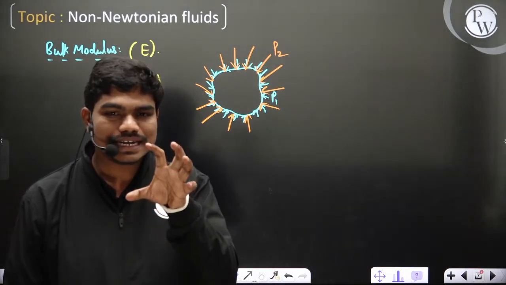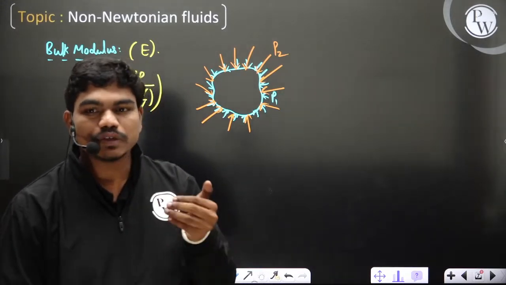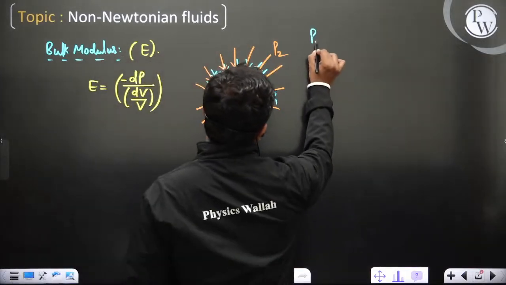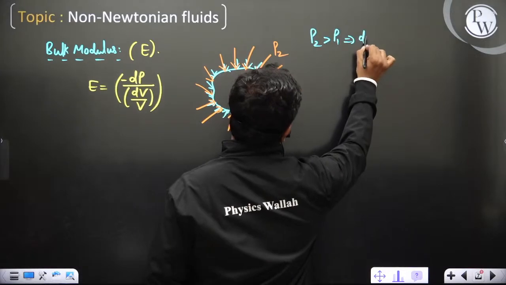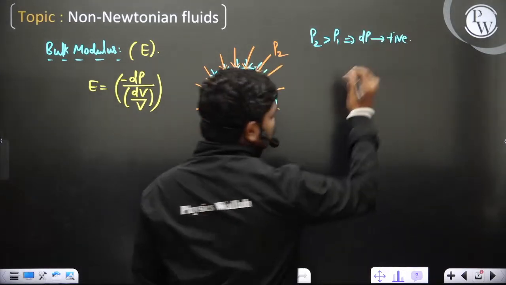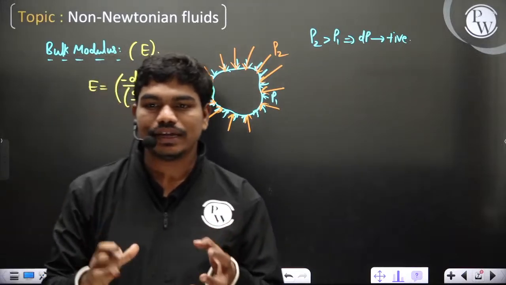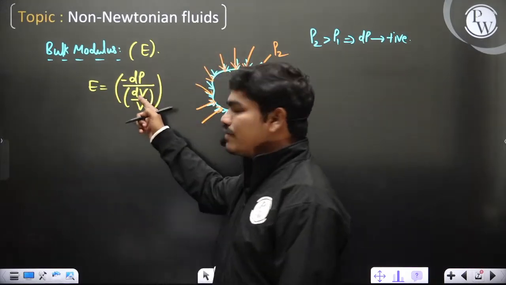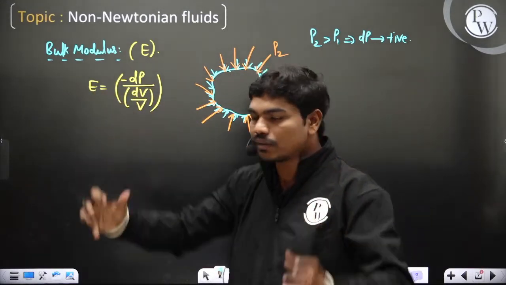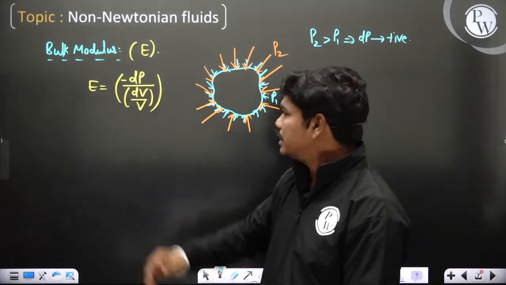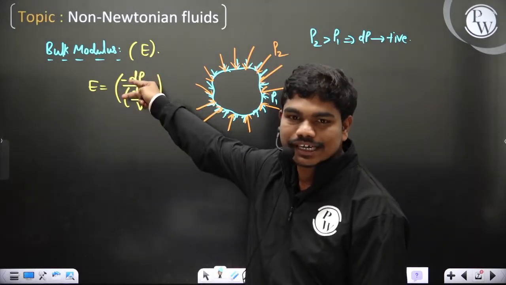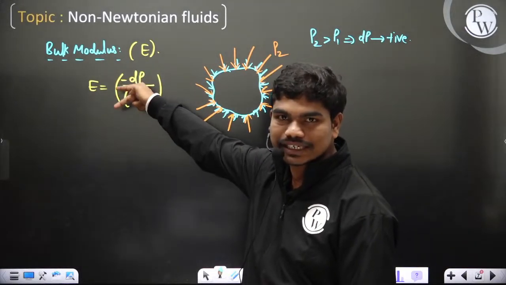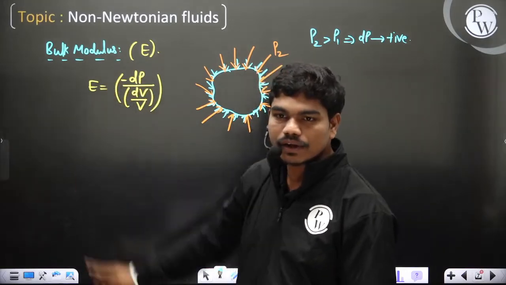Now whenever I increase the pressure on the body, what happens to the volume? Since P2 is greater than P1, dP is positive. If you increase the pressure on the body, the volume will decrease, so for a positive dP, dV will be negative. These two are contradicting in nature. If one is positive, the other has to be negative. So to compensate for the modulus, we put a minus sign here. Got it? That's how we have the minus sign.